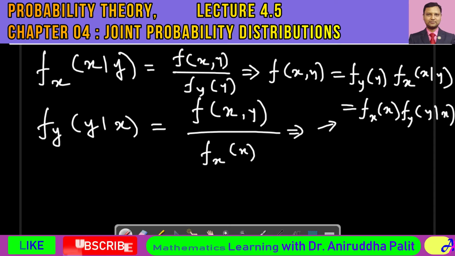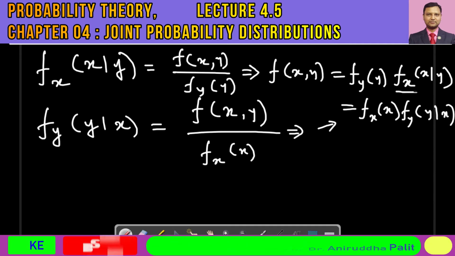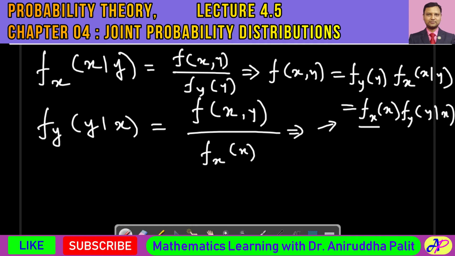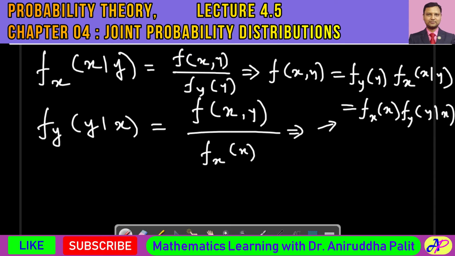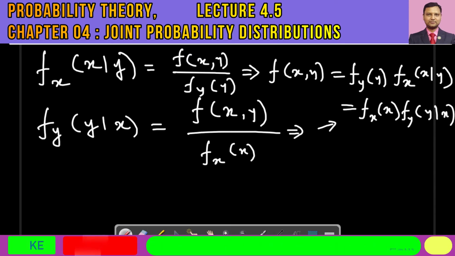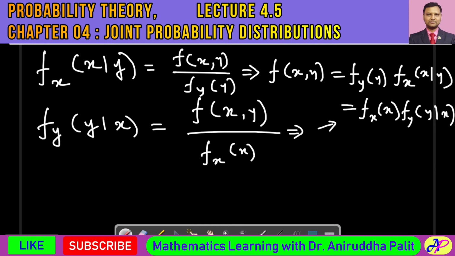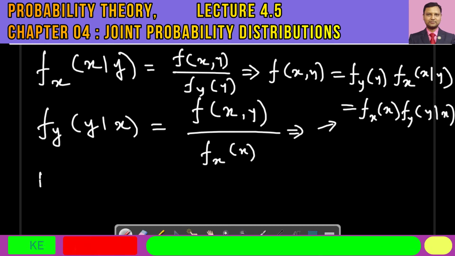All right. So we can say in general that this joint density function will be the product of a marginal density function along with the conditional density function of the other variable. Over here, the marginal density function of y multiplied by the conditional density function of x, and over here the marginal density function of x multiplied by the conditional density function of y. And we can observe a particular case, that of independent random variables.